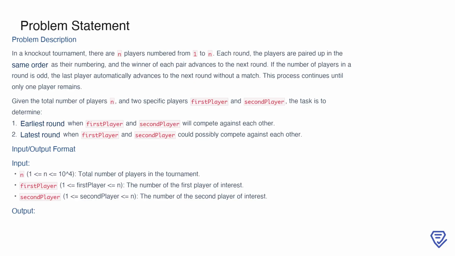Now, given the total number of players n and two specific players, first player and second player, we are tasked with finding two specific pieces of information: the earliest round in which these two players will face each other and the latest round in which they could possibly meet during the tournament. The problem will require careful analysis of how the tournament progresses, based on the numbering and pairing rules.